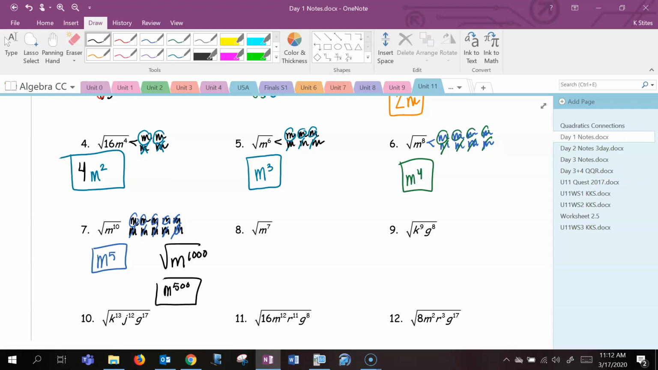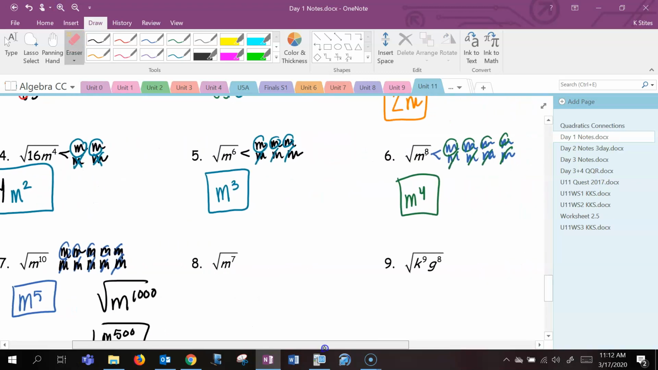Now, when we have an odd exponent, it gets a little dicier, okay? I don't want you to say this is m to the 3.5. No, no, no. Okay? Go back and think about what you do with perfects or with factor trees. Let's write out my 7 m's.